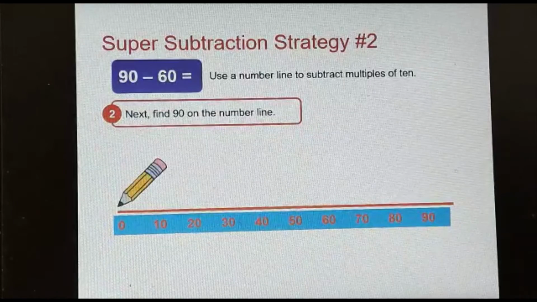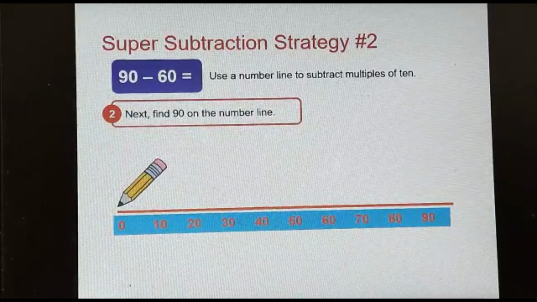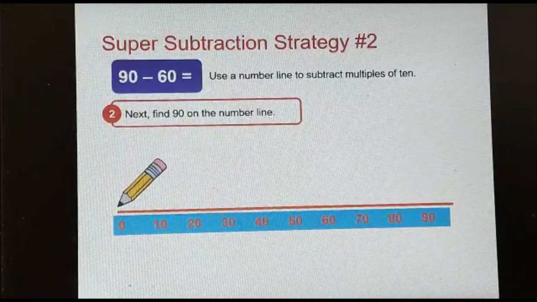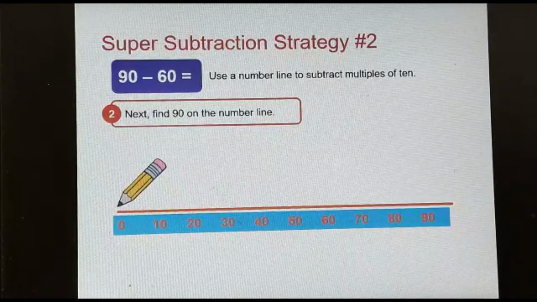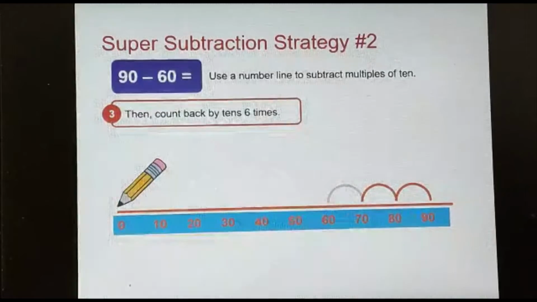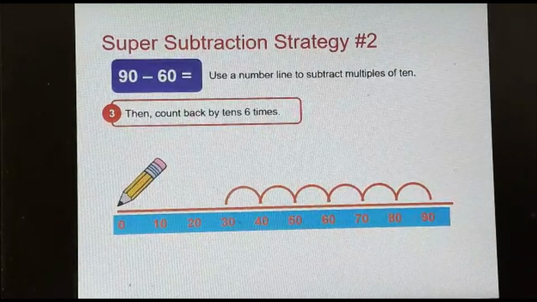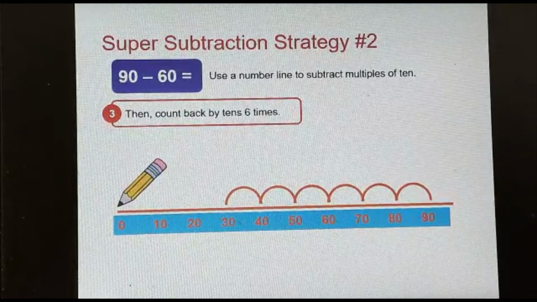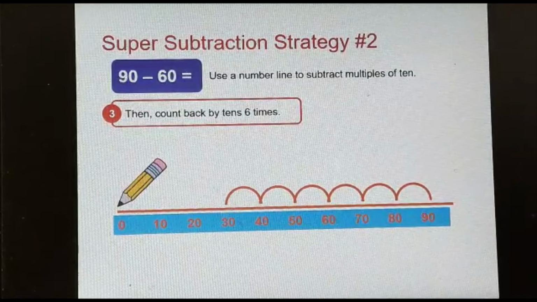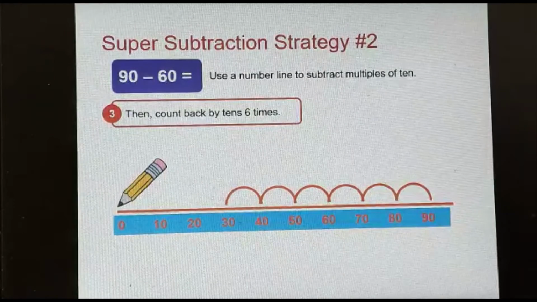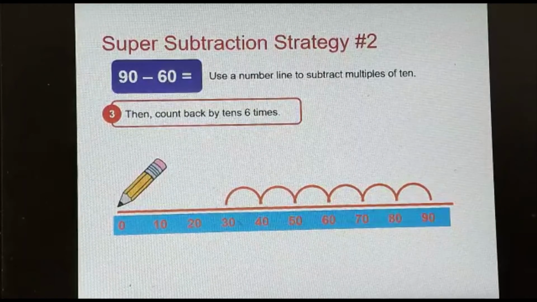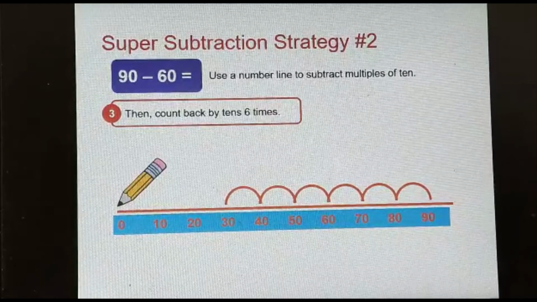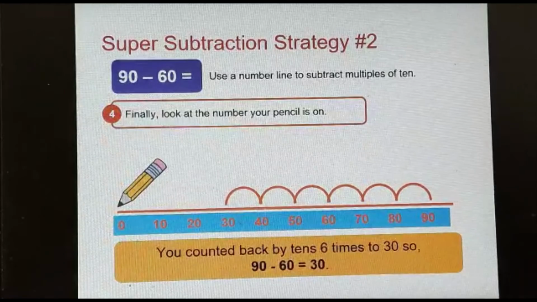Let's go to step number 2. Next, they will find number 90 on the number line. Then will come the step number 3. Now the smaller number given to them is 60. So that means they will count back by tens 6 times. They will jump back. Let's see what they get.